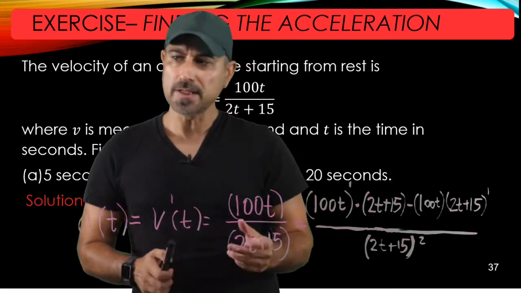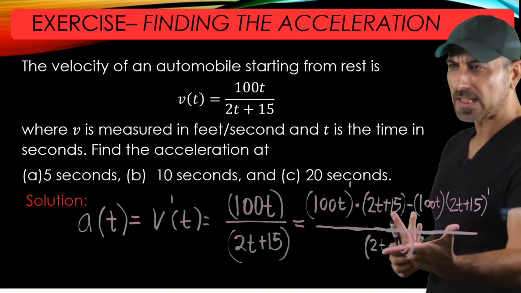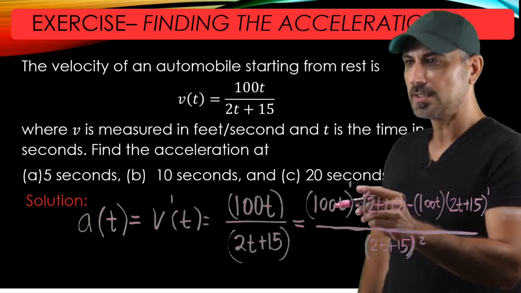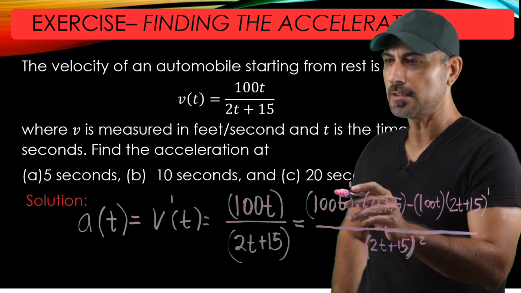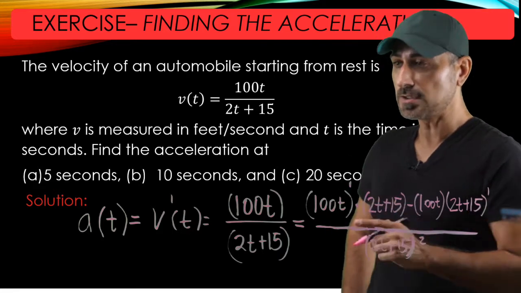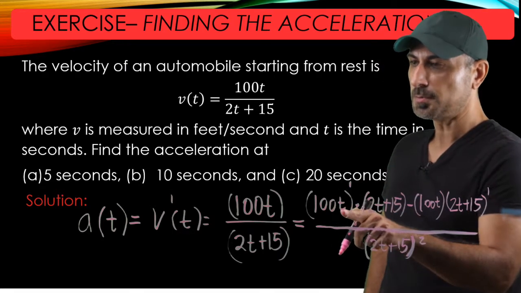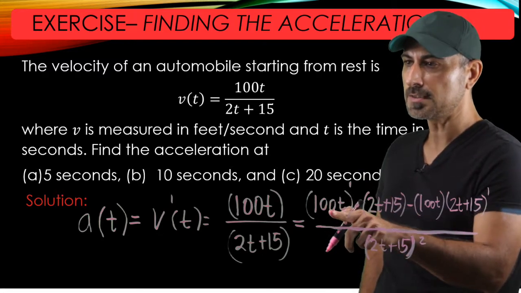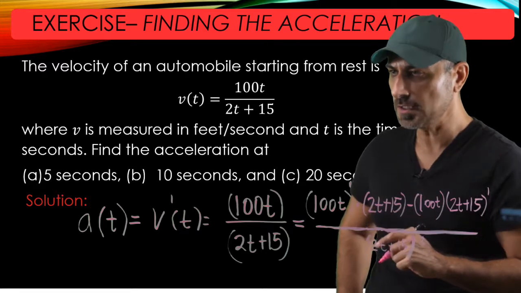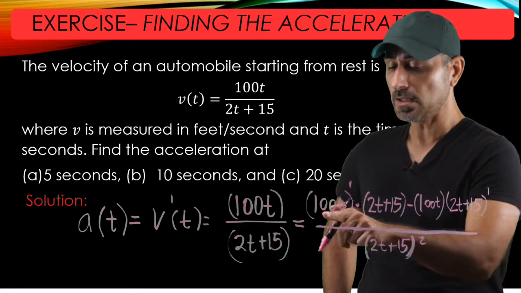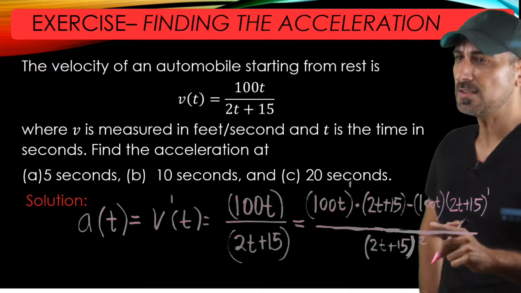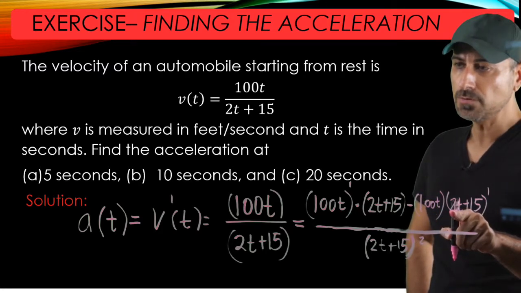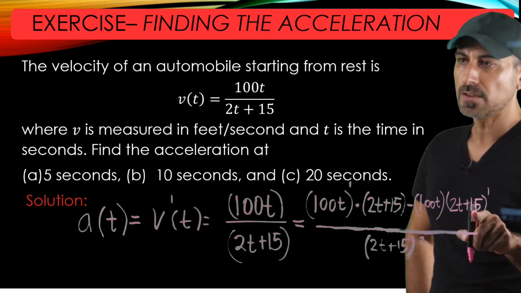So at this moment, we simplify this expression. Let me just write it here. So this term is the derivative of 100t with respect to t. So, well, constant multiple of t. When you take the derivative, it's going to be the same constant multiple times the derivative of t, which is equal to 1. So 100 times 1 is the derivative of this piece. And for this one, you have 2t, so the derivative of that, just 2. And the derivative of 15 is 0.